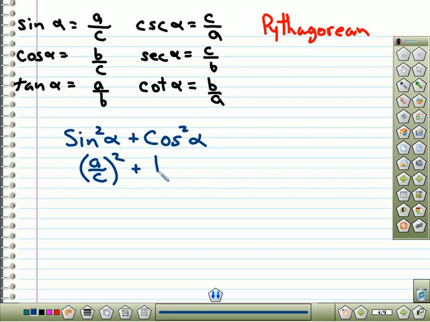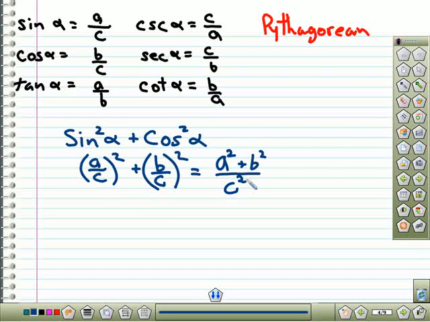is B over C, squared. Now look at what that would be. That's going to give us A squared plus B squared all over C squared. Does everybody see that? Now we know from the Pythagorean theorem that A squared plus B squared does equal C squared. So that gives us C squared over C squared, which equals 1.